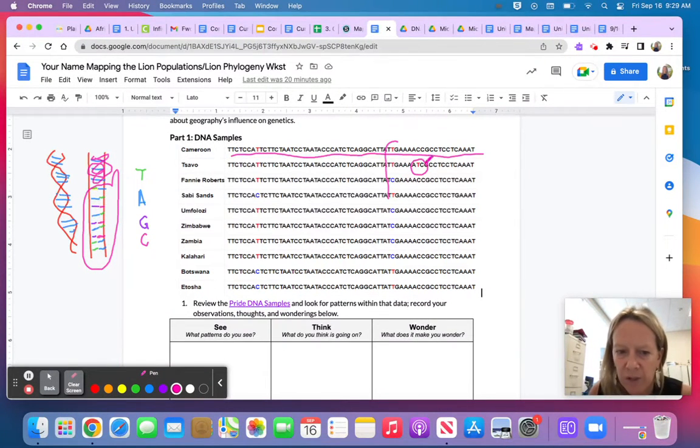Or they're colored differently. I'm going to clear the screen now because it's pretty messy. But again, just a reminder, this is what we're talking about here, the DNA sequence. Okay.